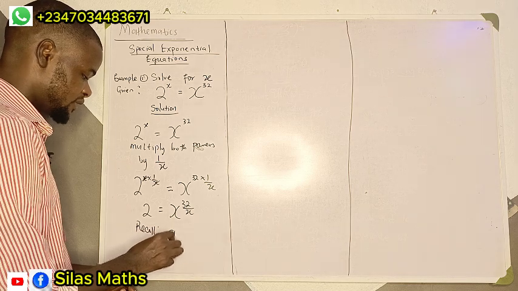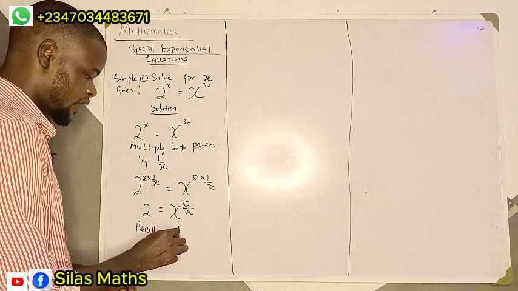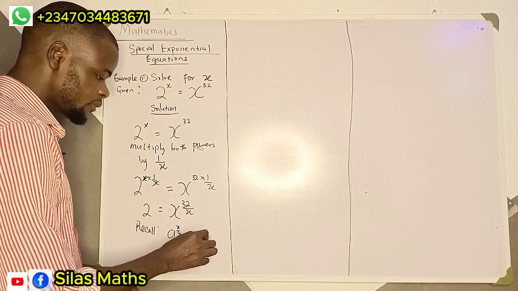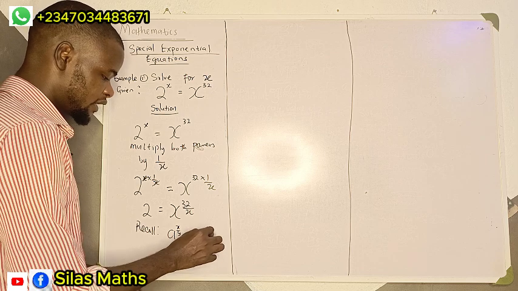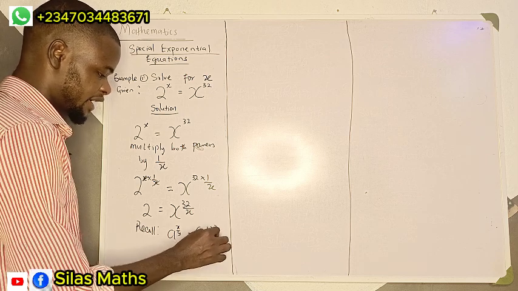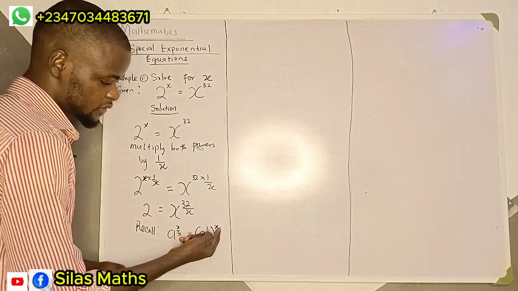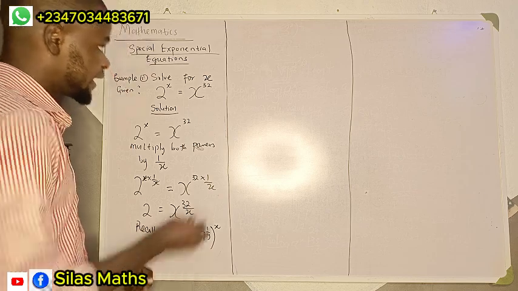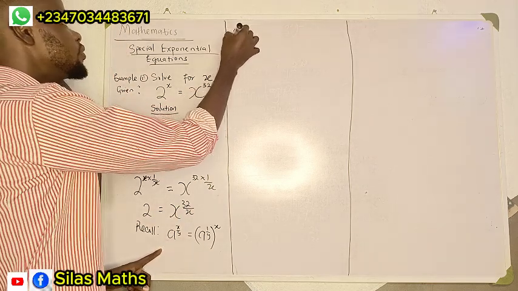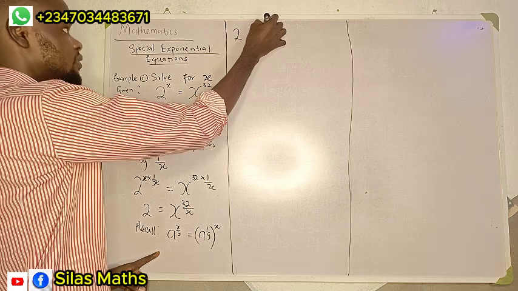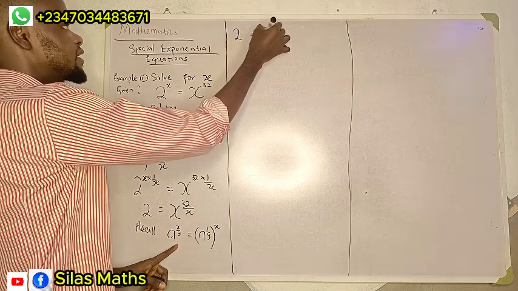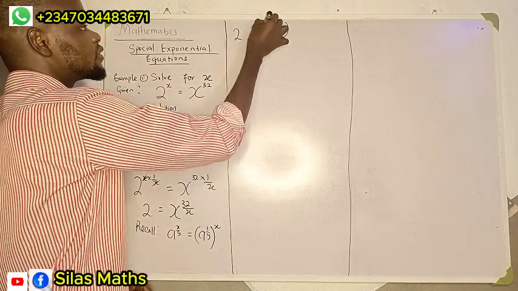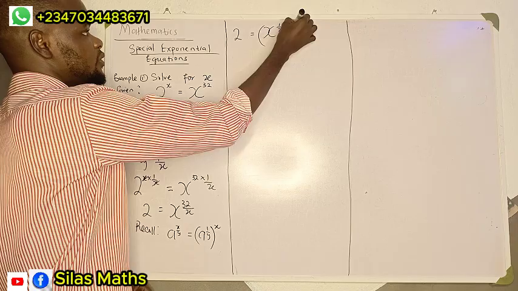Okay, and you recall that when I have a to the power of x over y, it is the same as a to the power of 1 over y, all to the power of x. That's the power law. This power will multiply this power to give us back this. So I'm going to apply that here. Applying that here, I'm going to have that 2 becomes equal to x to the power of 1 over x, all to the power of 32.